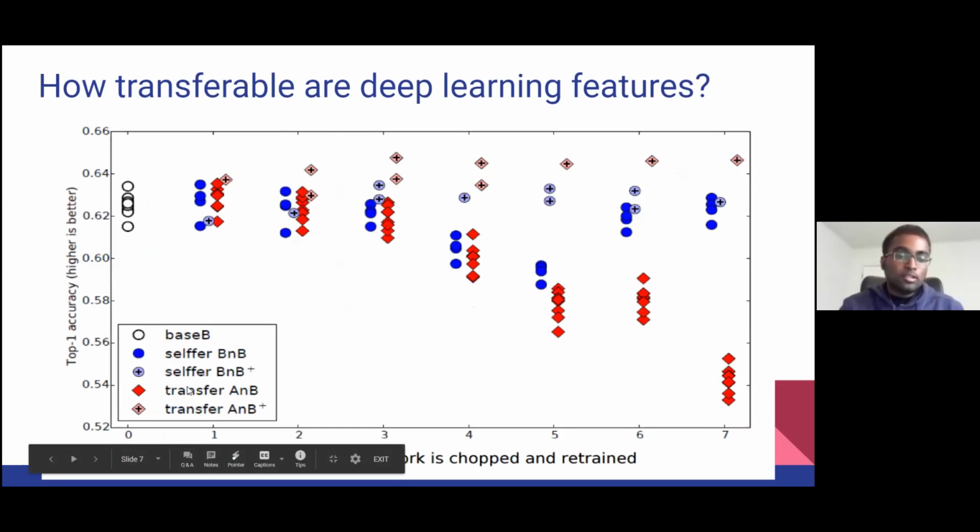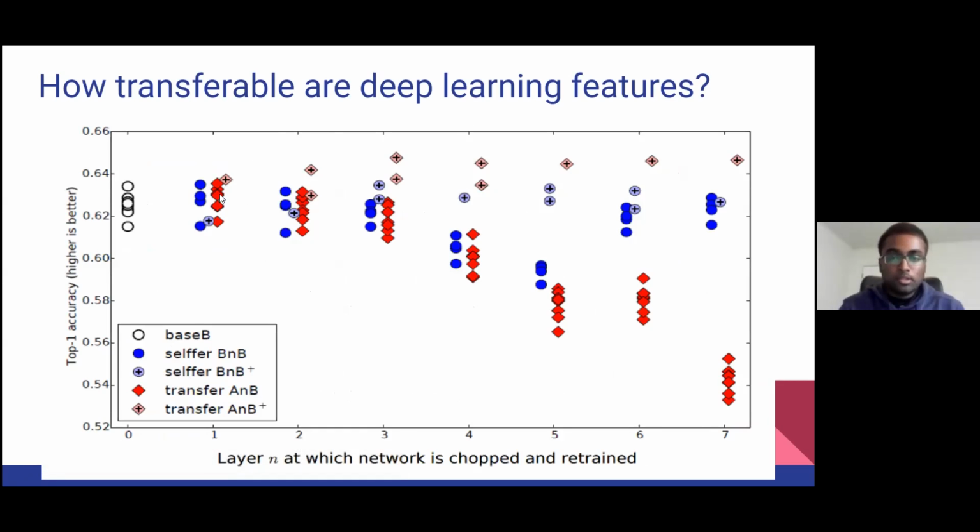The next one is transfer A and B. Okay. That is the red diamond shapes. Here you can see that the performance keeps decreasing as n increases. This is because of two reasons. The first one is fragile co-adaptation features, and the second one is that as the layers go deeper and deeper, the features that are learned are more specific to the dataset. The initial layers' features are generic, and as the layers go deeper, the features become more specific to the dataset.